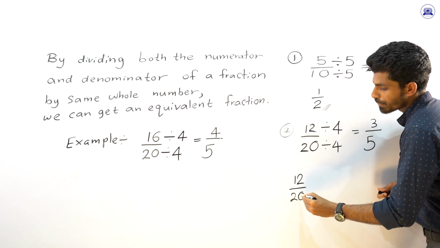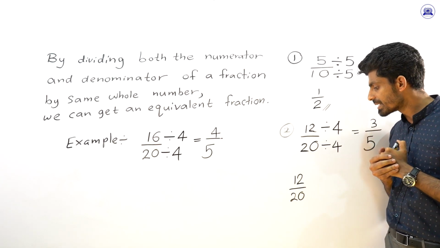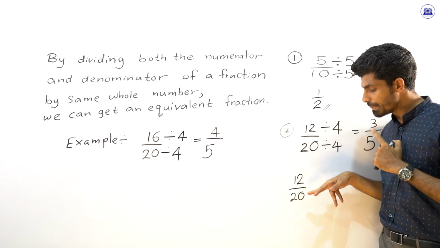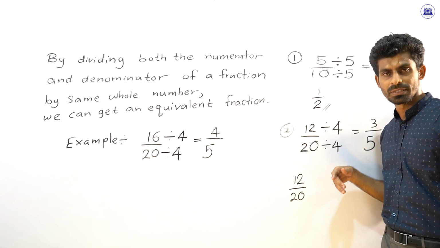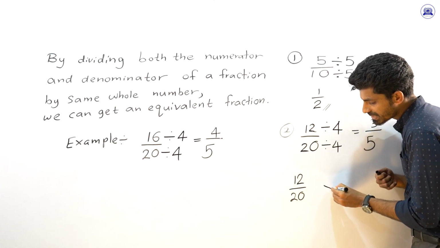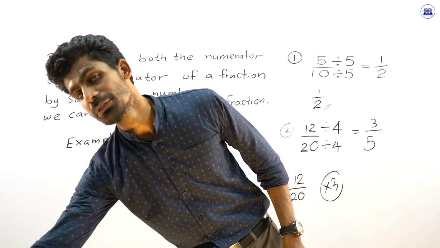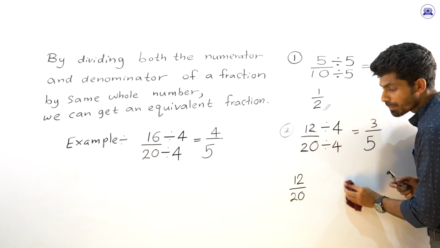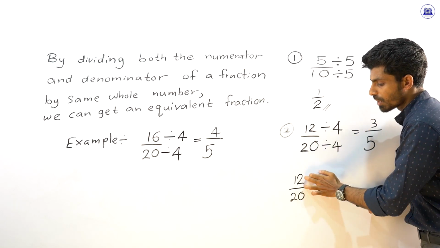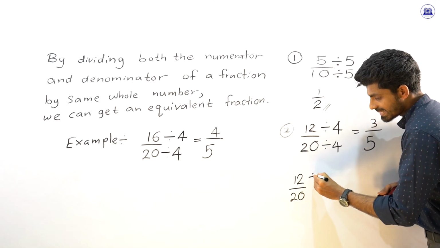12 over 20. Quickly. So can you get another number? Just think, by 3, 12 divided by 3. But can you divide 20 by 3? Can't. So we can't use the number 3. So let's take number 5. Is 12 divisible by 5? No. 12 is not divisible by 5, so we can't take 5. Let's take 2.